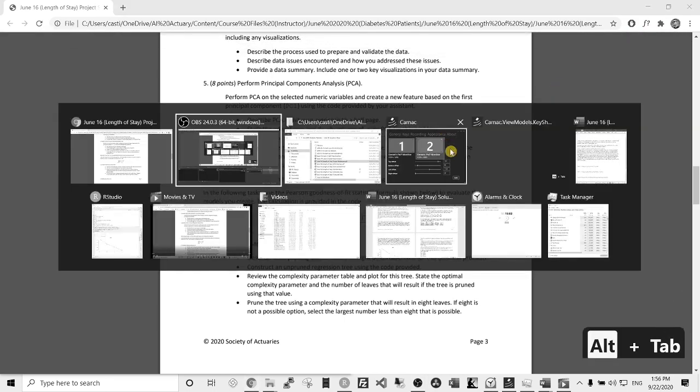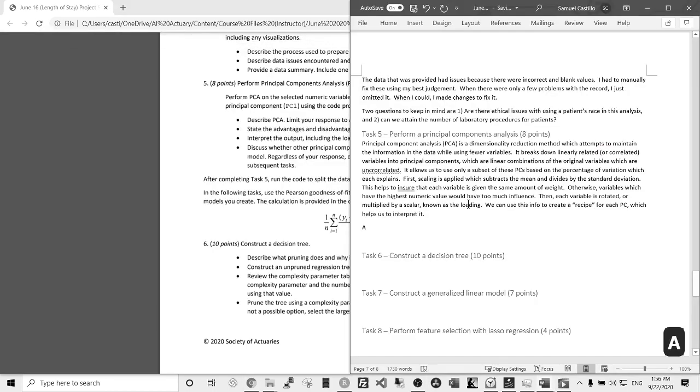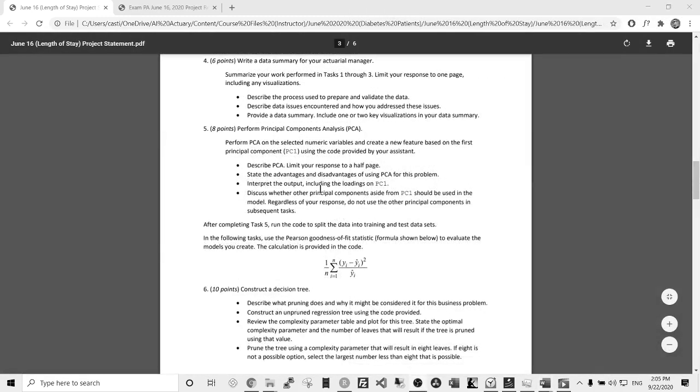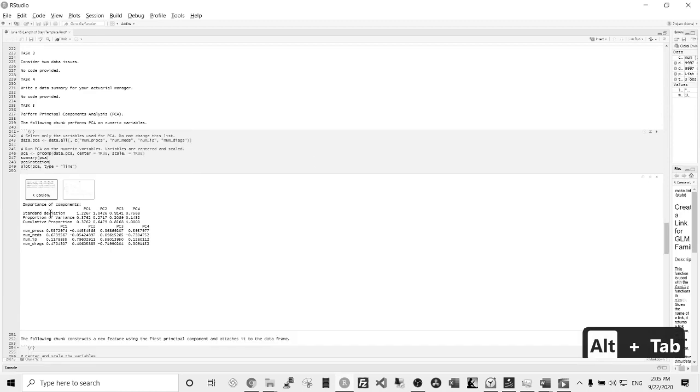Well, the advantages for using PCA are that by reducing the number of variables needed for num meds, num procs, interpret the output, including the loadings on PC1. Let's look at the R code. We see here the importance of each component.